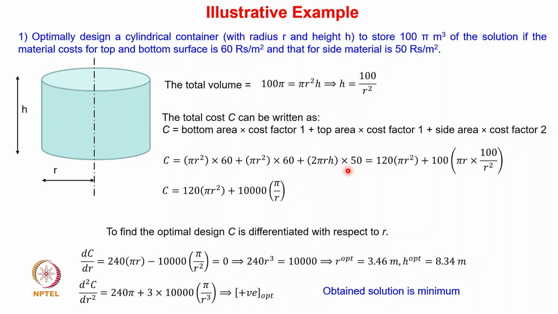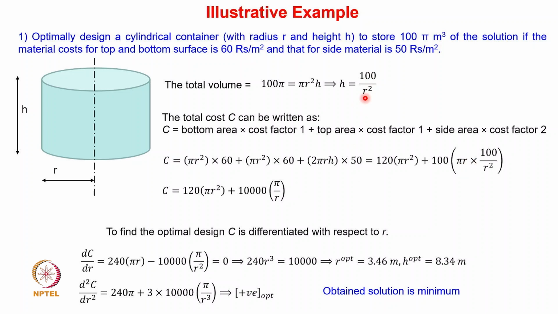So we can rearrange this equation. After rearranging this equation, what we get is this pi r square into 60 and this pi r square into 60, that becomes 120 pi r square, and the remaining here, this 50 multiplied by 2 becomes 100. So 100 into pi r, and h is given by 100 divided by r square. So that is what is represented here.